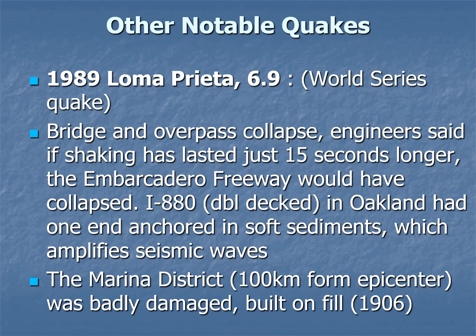And the Marina District, which was 100 kilometers away, was very badly damaged, more so than some places that were closer to the epicenter. It's because it was built on fill, meaning that they took some of the rubble from the 1906 earthquake and put it out there in the Bay Area to create artificial land, but that land was very unsafe. And then they built condos and apartments on it, and there were people killed there as well because there was a lot of collapse.